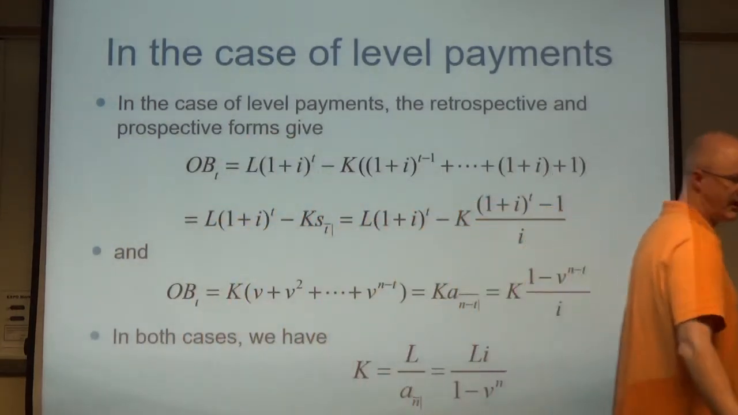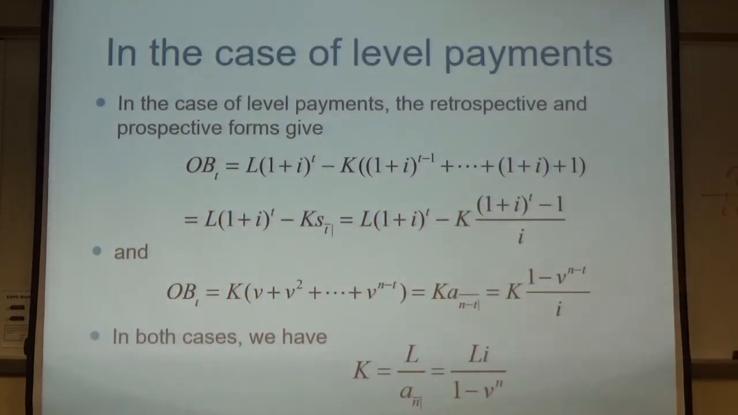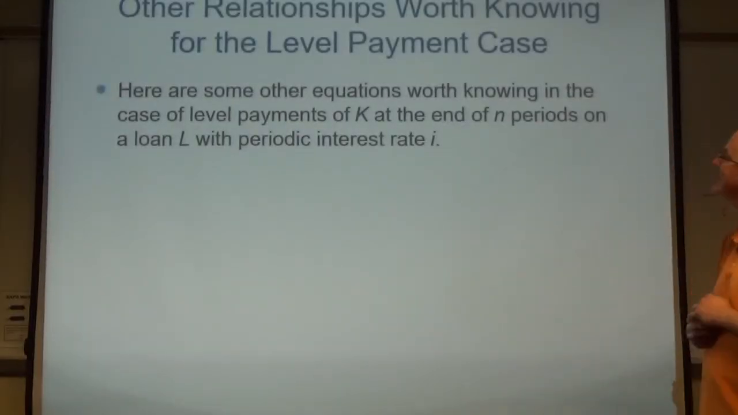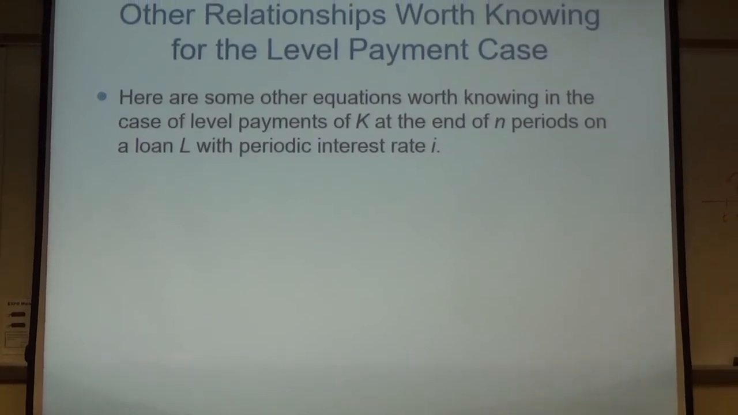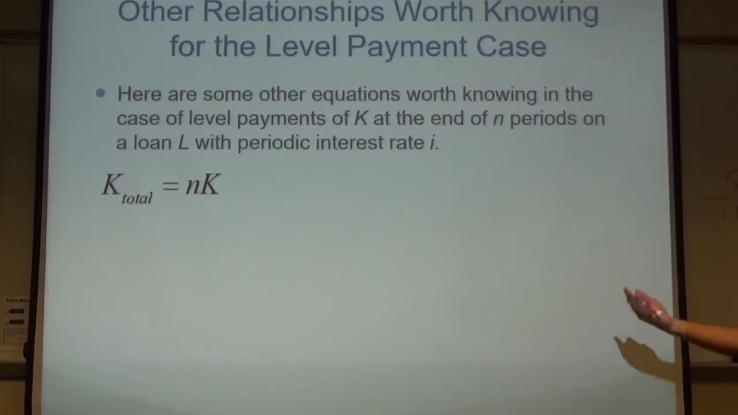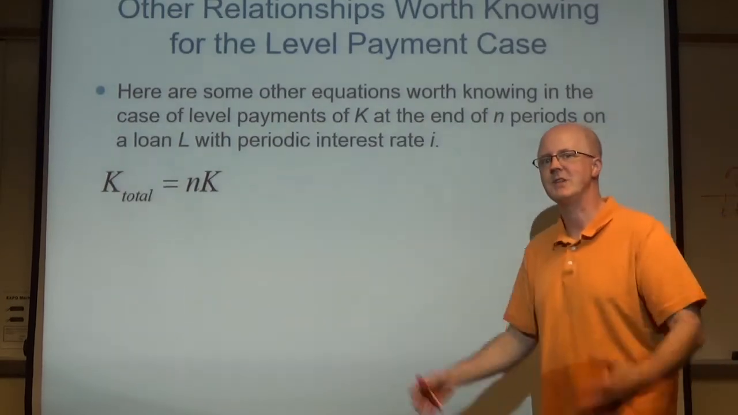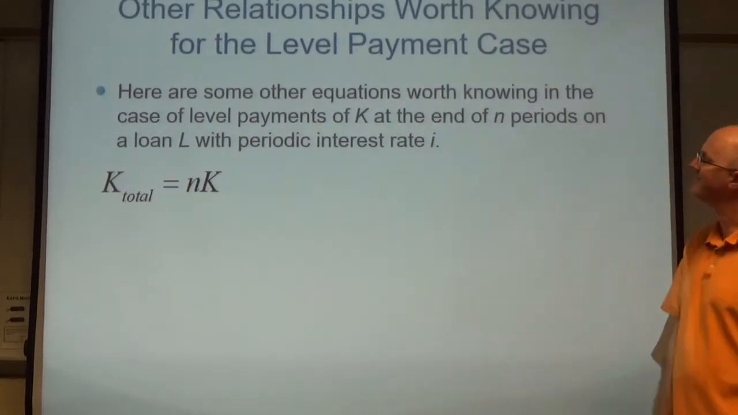Okay, so those are simplified formulas that you could use when the payment level is constant. There's other relationships worth knowing for the level payment case. Here are some other equations worth knowing. When you have a level payment of K at the end of n periods on the loan L with periodic interest rate i. Again, not that you should necessarily memorize all the equations I'm about to show you, but they should make good intuitive sense to you. That's the more important thing, because if you don't have them memorized, you can figure them out. They just make sense to you as you're taking the exam.